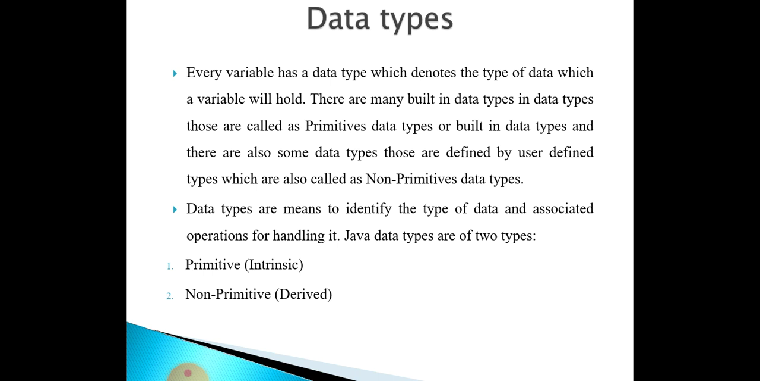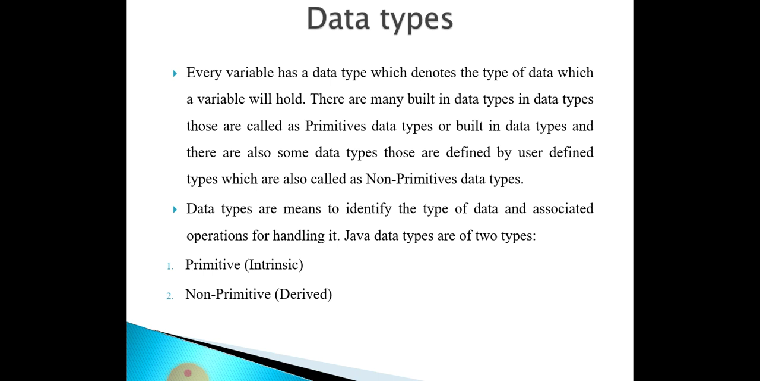There are many built-in data types. Those are called primitive data types or built-in data types, and there are also some data types defined by the user, which are called non-primitive data types. There are two types of data types in Java. What you have learned in the C language, the same data types are included in Java. First one is primitive, second one is non-primitive.